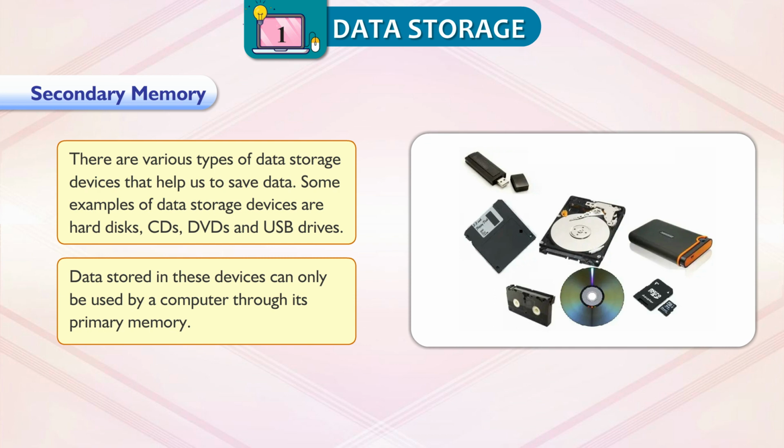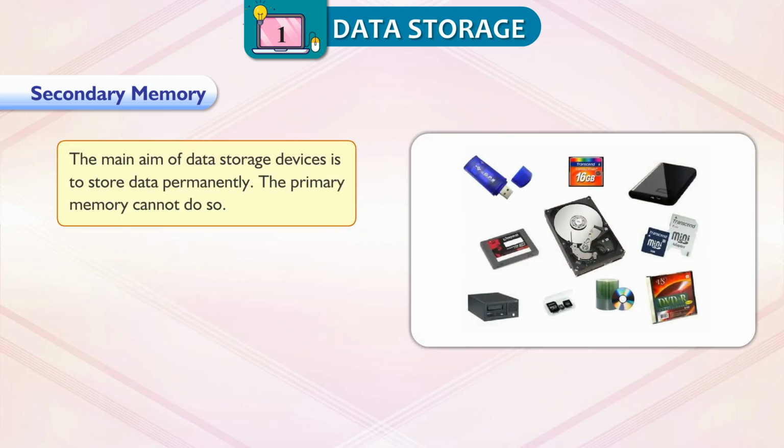Data stored in these devices can only be used by a computer through its primary memory. The main aim of data storage devices is to store data permanently. The primary memory cannot do so.